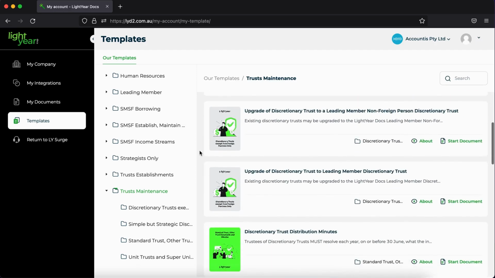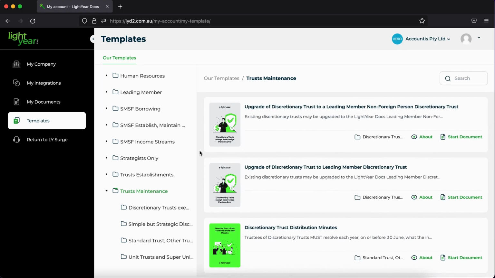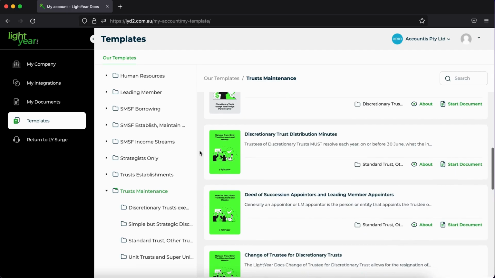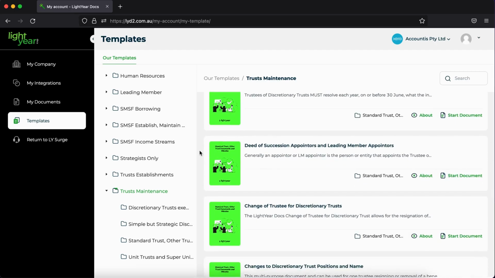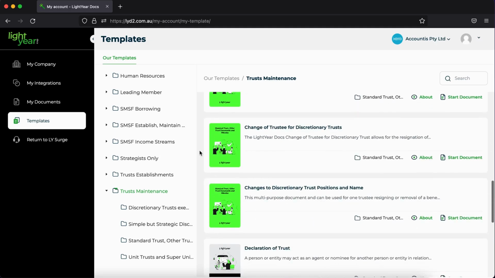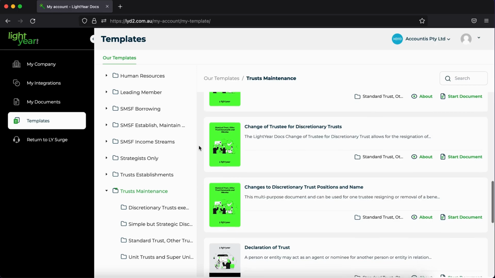We have upgrades for all our trusts, either to a new deed, whether that is a leading member discretionary trust deed or a leading member non-foreign person discretionary trust deed. We have distribution trust minutes, as well as a deed of succession for appointors, or leading member appointors if you're using the leading member strategies. And we have a change of trustee document, which is so important, as it's something that happens all the time and can incur a lot of admin and a lot of fees for advisors. So we have that already packed in there.